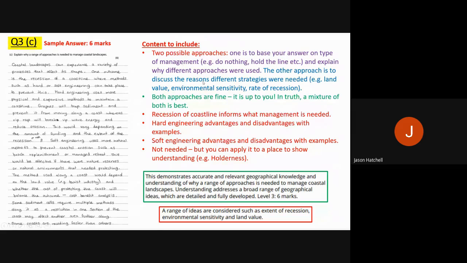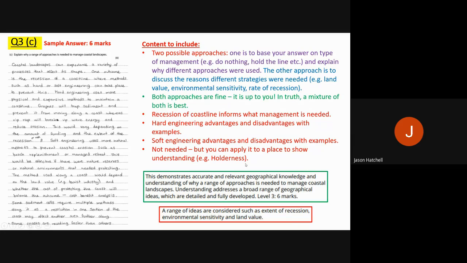So both approaches are fine. In truth, it's a mixture of both, really. Recession of coastline informs what management is needed. So the recession rates are important to tell us what exactly is needed to happen. Hard engineering advantages and disadvantages with examples are used, and this answer does that pretty well. Explain what the good and bad parts of using hard and soft engineering are.